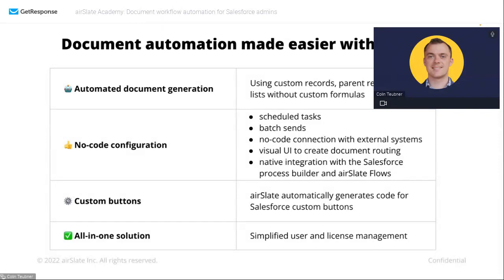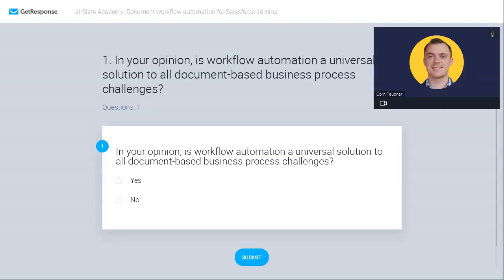So at this point, we're going to do a quick poll. You should be able to see that on the screen now. I'll give everybody a moment to respond. In your opinion, is workflow automation a universal solution to all document-based business process challenges? Please go ahead and answer that.